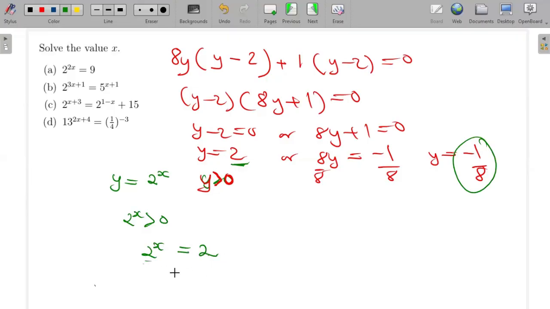Since they have the same base, and this here is to the power 1, you're just going to equate the exponents and you have x equal to 1. So x equal to 1 is going to be our final answer for this equation. So this is how you would find this equation.